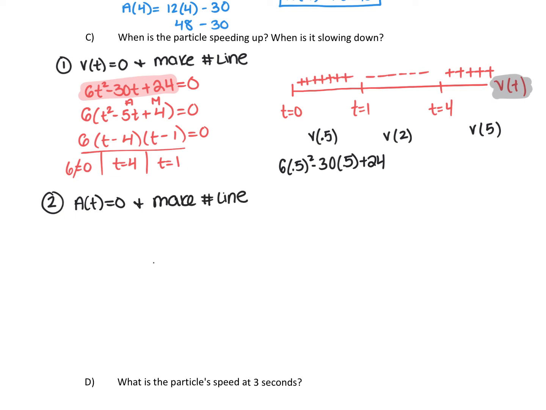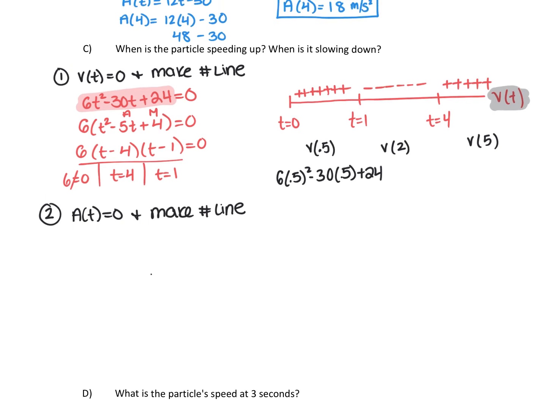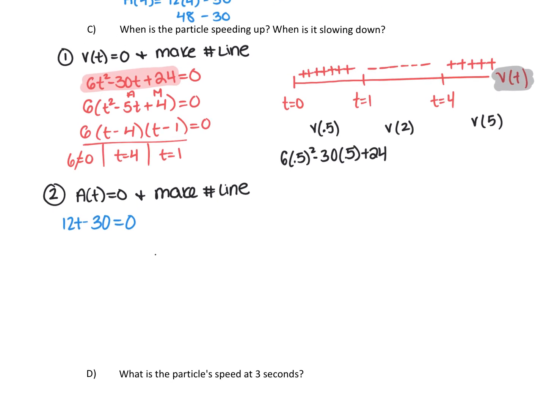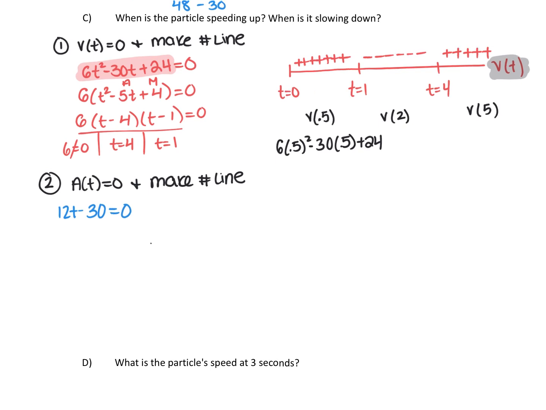I think I used blue for a of t, so we're going to use the same thing. So the a of t function, if I scroll up a little bit, we can see that a of t is 12t minus 30. So 12t minus 30 for a, set it equal to 0. To solve, we're just going to add 30 to both sides. You don't have to factor this because it's linear. So you've got 12t equals 30 and divide by 12.